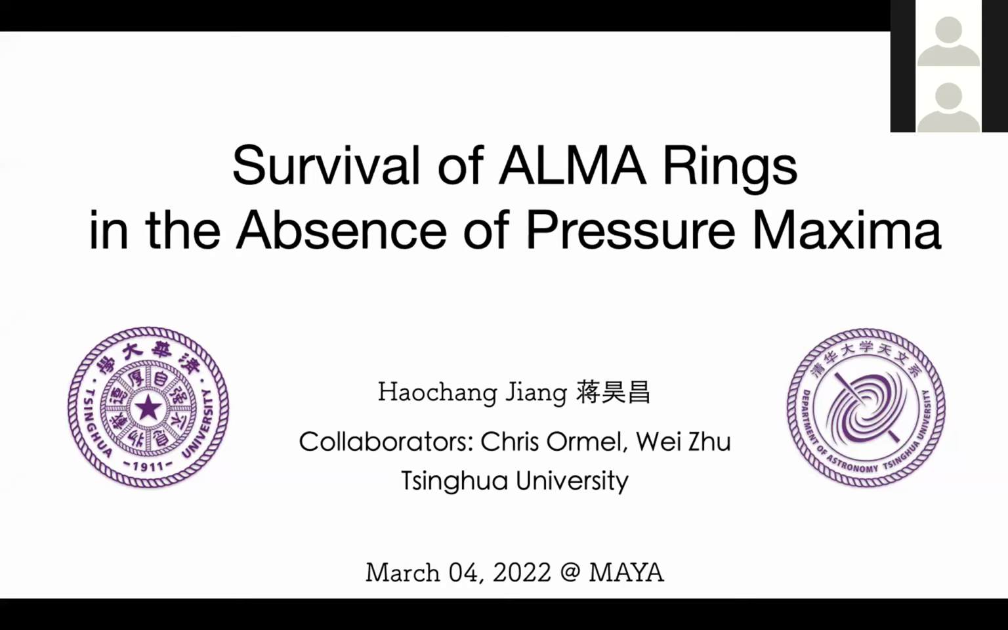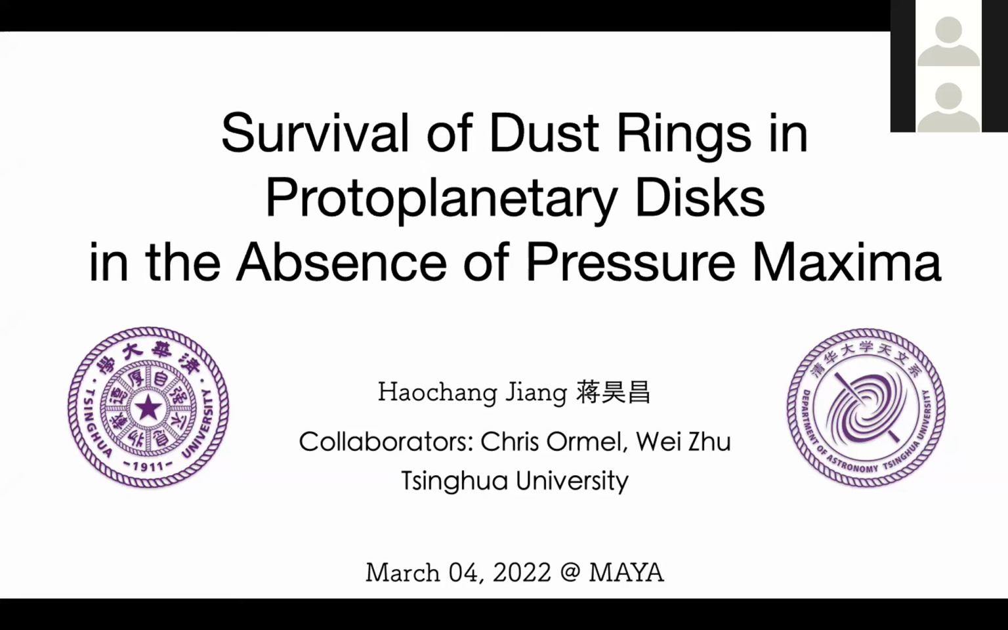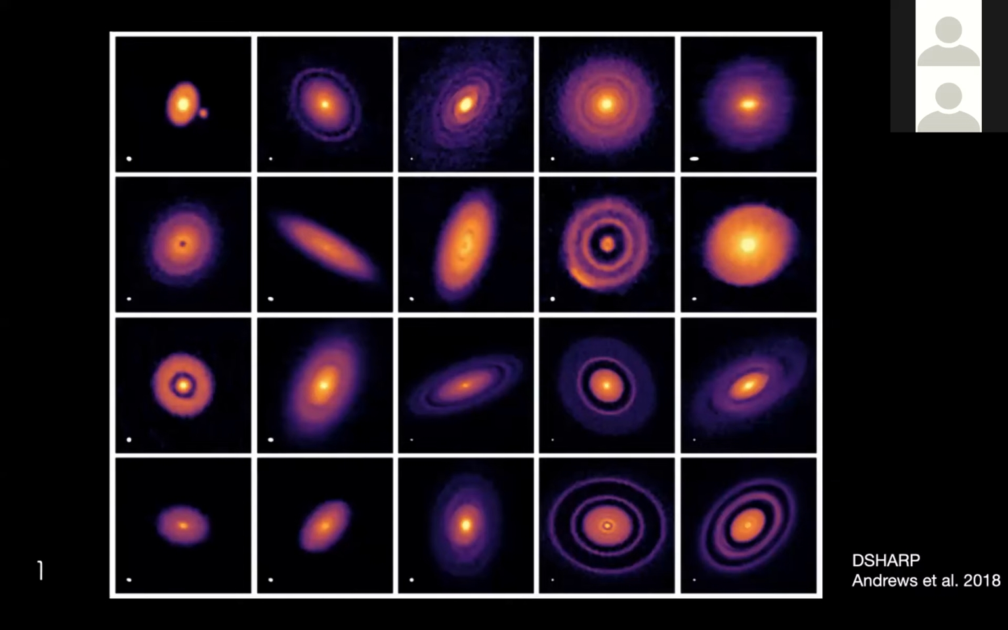So the title of my talk is Survival of ALMA rings in the absence of pressure maximum, but I'd like to change it a bit because I found everybody is talking about all kinds of ALMA rings. So more precisely it should be the survival of dust rings in protoplanetary disks in the absence of pressure maximum. The slide I'm showing here is the amazing DSHARP result.